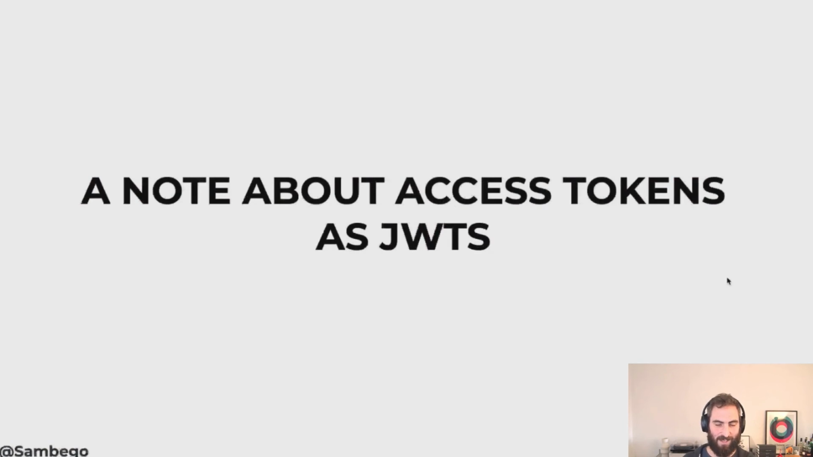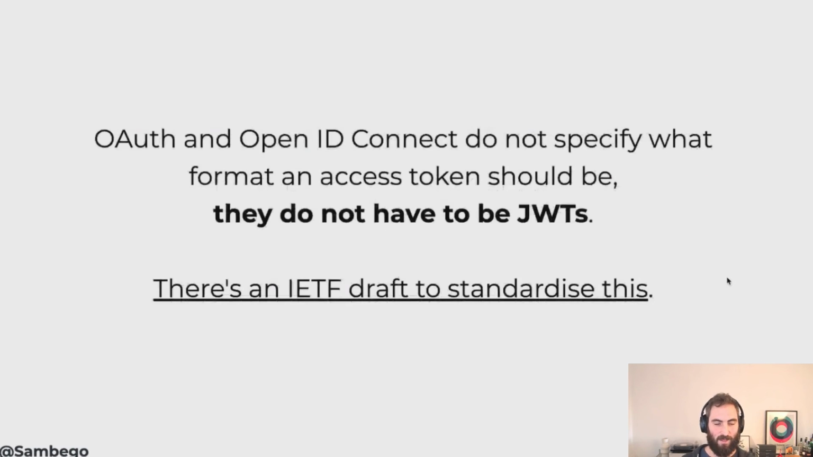So a little note about access tokens and JSON Web Tokens. OAuth and OpenID Connect do not specify what format an access token should be. They do not have to be JSON Web Tokens, meaning that an access token can be in any form you want. Maybe a JWT, maybe a UUID. It doesn't have to be a JSON Web Token, but there is an IETF, an Internet Engineering Task Force draft to standardize this. So if you want to use a JSON Web Token as access token, you kind of have a standard you can follow if you want to.